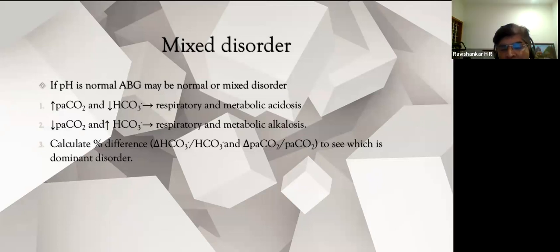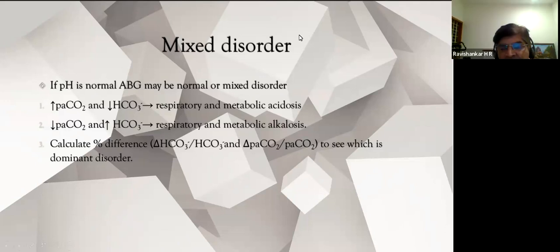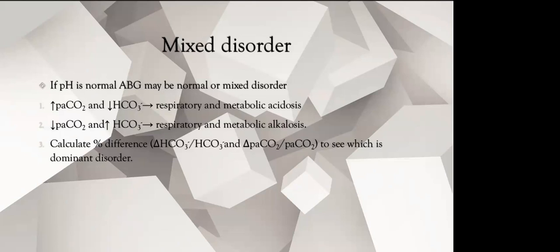No. I don't think you understood. See, what is a mixed disorder? Sometimes there may be both, for example, in very severe sepsis, you can have renal deterioration and also respiratory deterioration. You can have a combined respiratory and metabolic acidosis. In that case, you have to measure the partial pressure of carbon dioxide and also measure the bicarbonate in the blood gas.